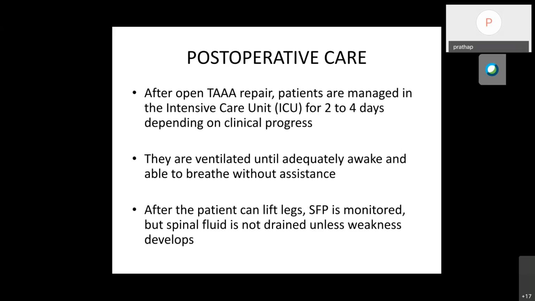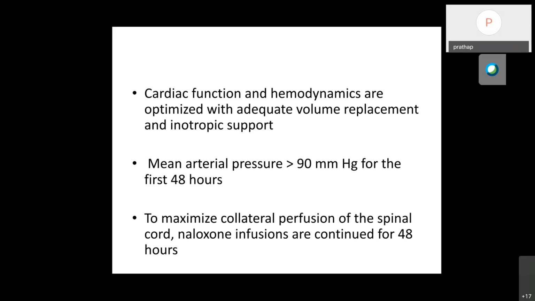And coming to the post-operative care. After open thoracoabdominal aorta repair, patients are in intensive care for 2 to 4 days, depending on clinical progress. They are ventilated until adequate and able to breathe without assistance. After the patient can lift legs, CSF pressure is monitored, but spinal fluid is not drained unless weakness develops. Cardiac function and hemodynamics are optimized with adequate volume replacement and inotropic support. The mean arterial pressure should be maintained at more than 90 millimeters of mercury for the first 48 hours. To maximize collateral perfusion of the spinal cord, naloxone infusion is continued for 48 hours.